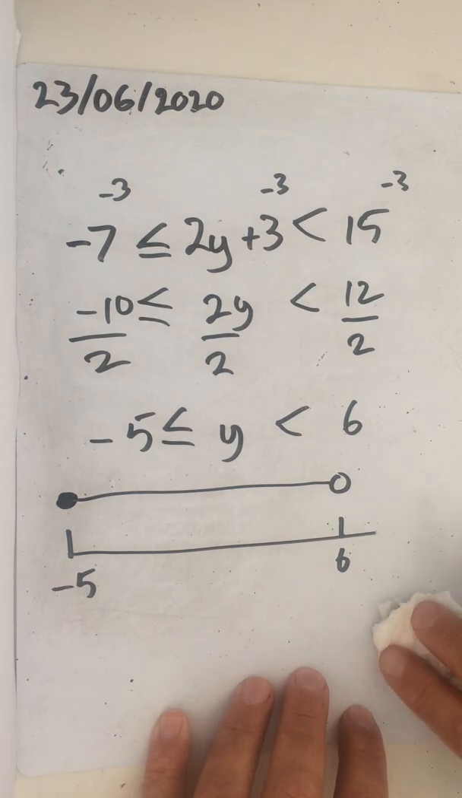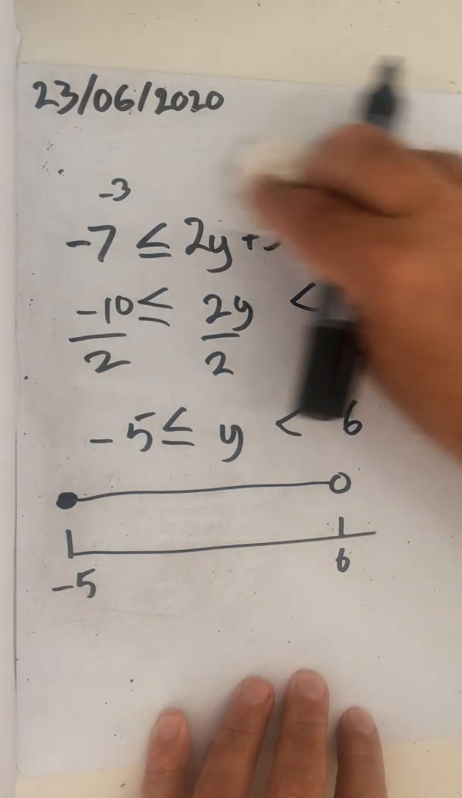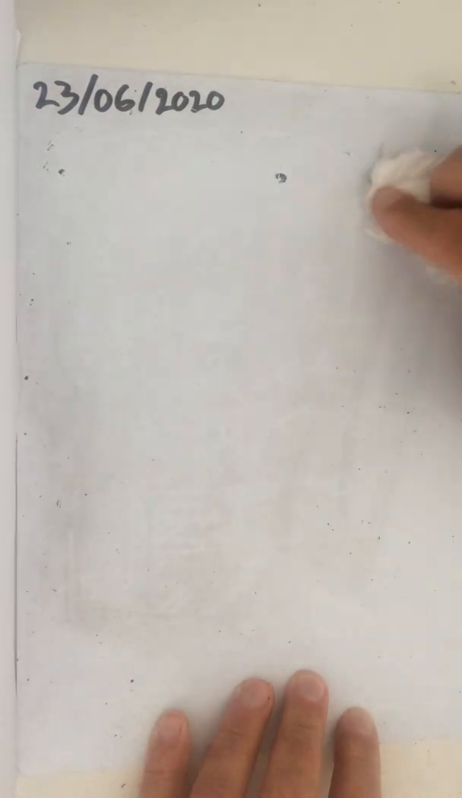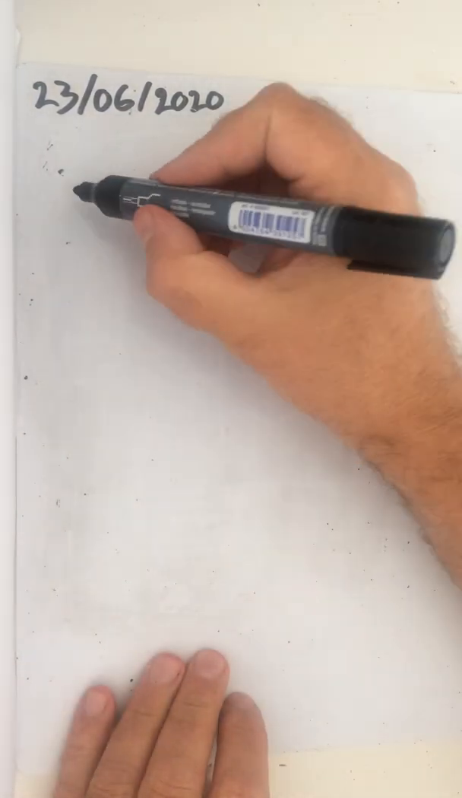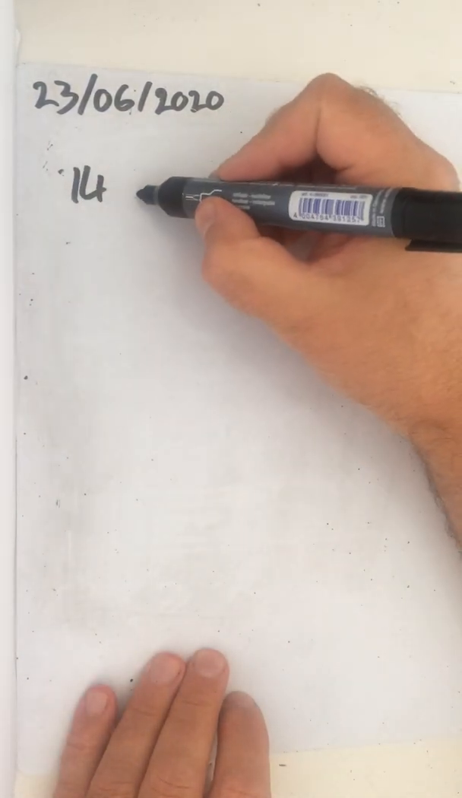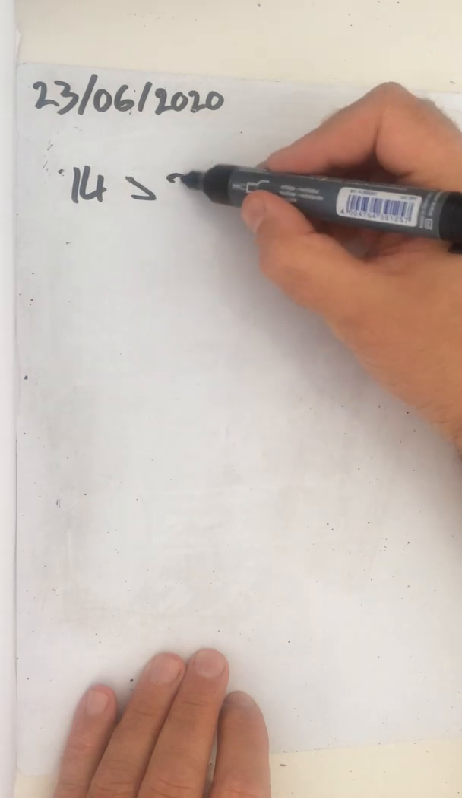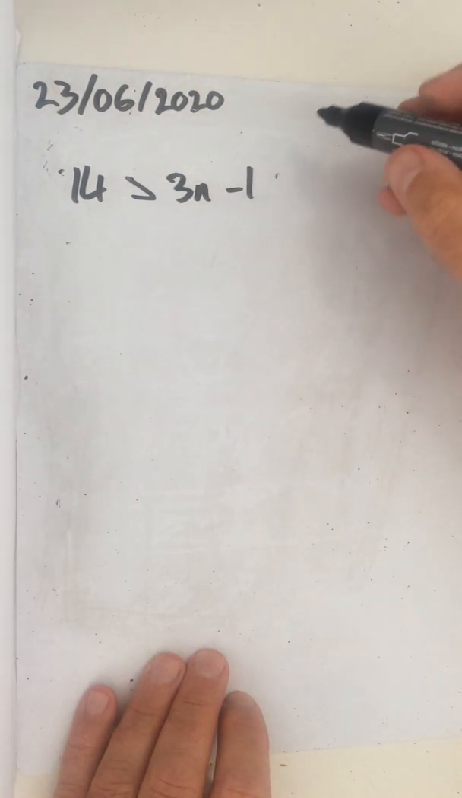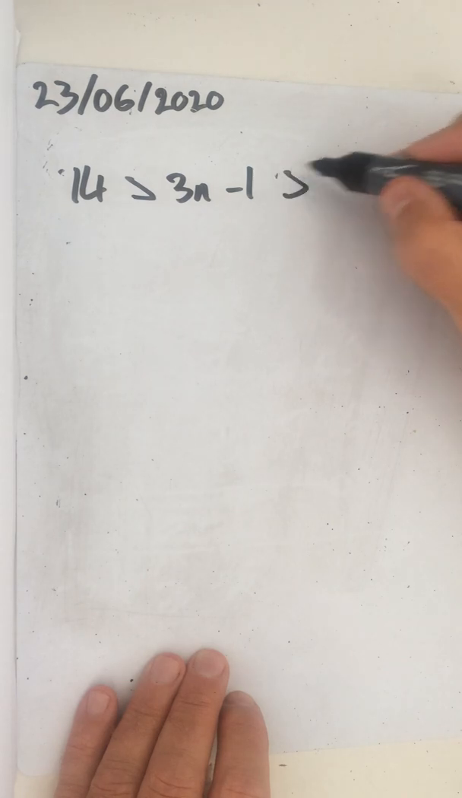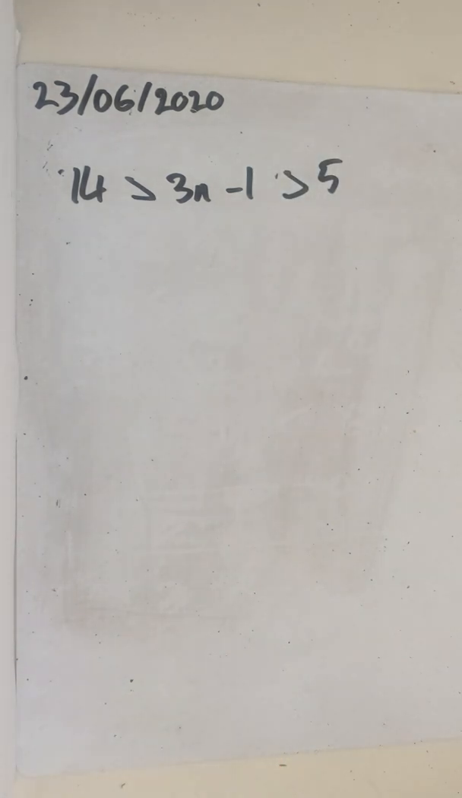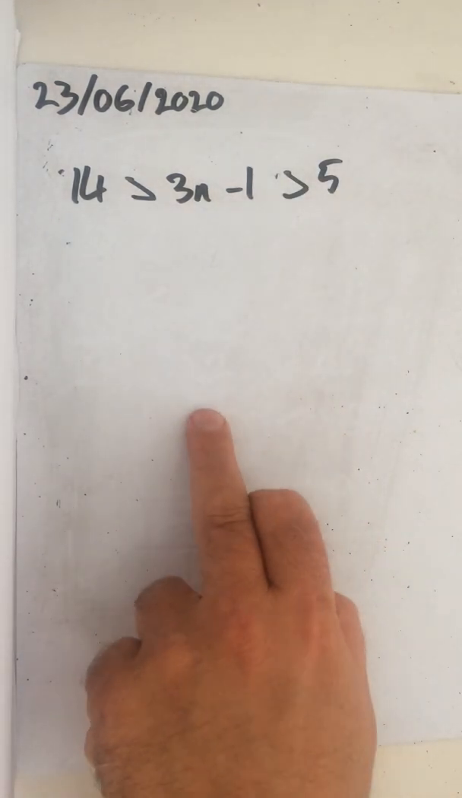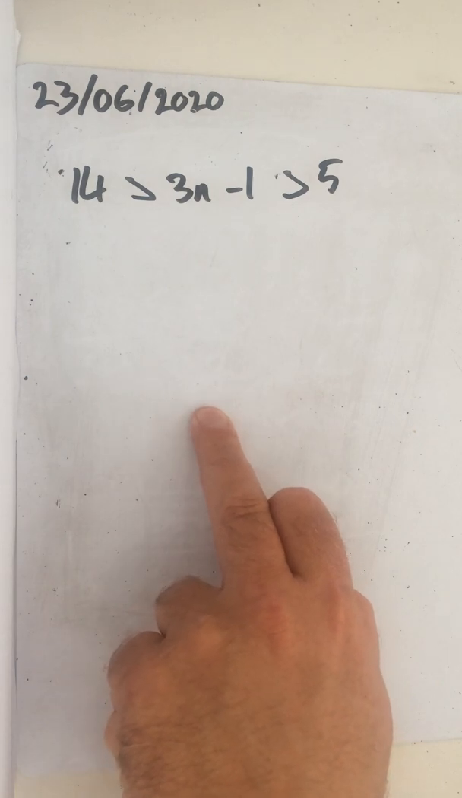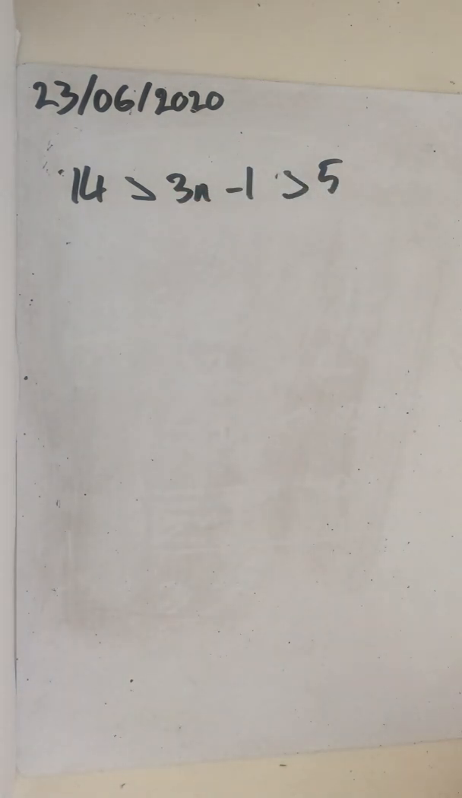Right, let's do one more of those actually. Oh, I'll tell you, have a go at this one. In your books, please. 14, 3n minus 1, 5. Could you have a go at that, please? Remembering, we just want to be left with n here, so we're using the balance method. Pause the video while you do that, and then we'll have a little look at it.